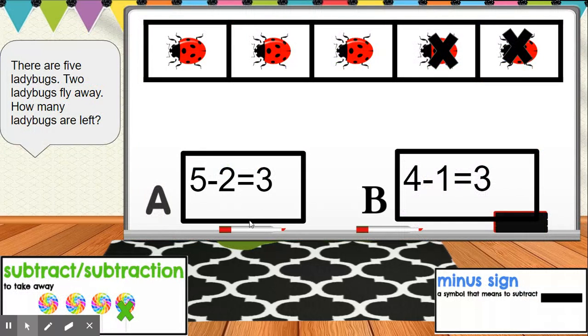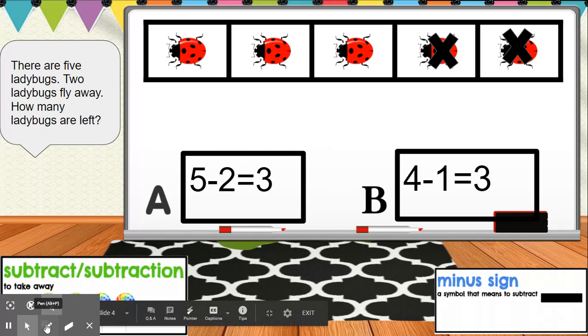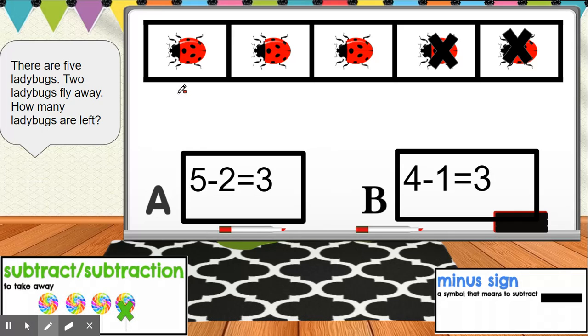Okay, let's practice with this word problem. There are 5 ladybugs. 2 ladybugs fly away. How many ladybugs are left? So I have to figure out which number sentence matches my picture, okay? So the first thing that I'm going to do is, just like we did with pictures, I'm going to count to see how many ladybugs were there first. So I have 1, 2, 3, 4, and 5.